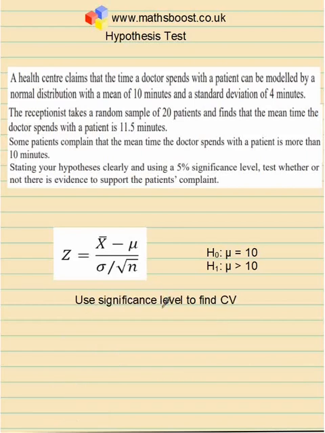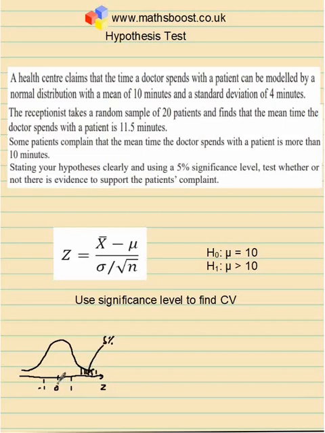We'll use the significance level to find the critical value. First, we need to convert this significance level to a Z value so that we can use it in the formula. And always draw a diagram when we're converting between a probability and a Z value. It's 5% that we're interested in, and it's the upper tail. So it's this region here that we're interested in.